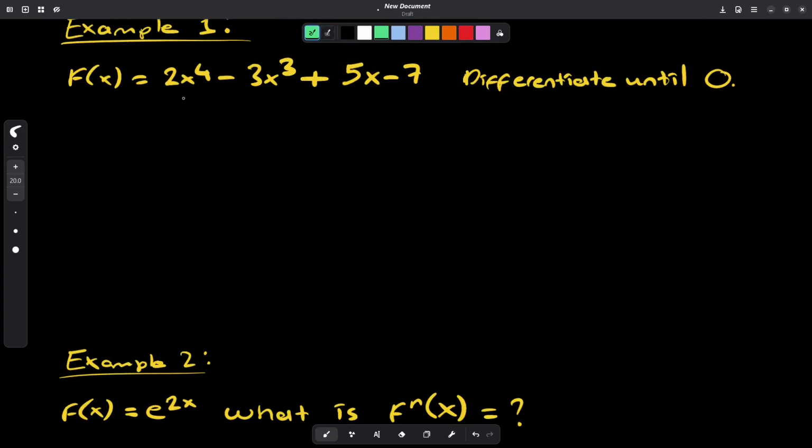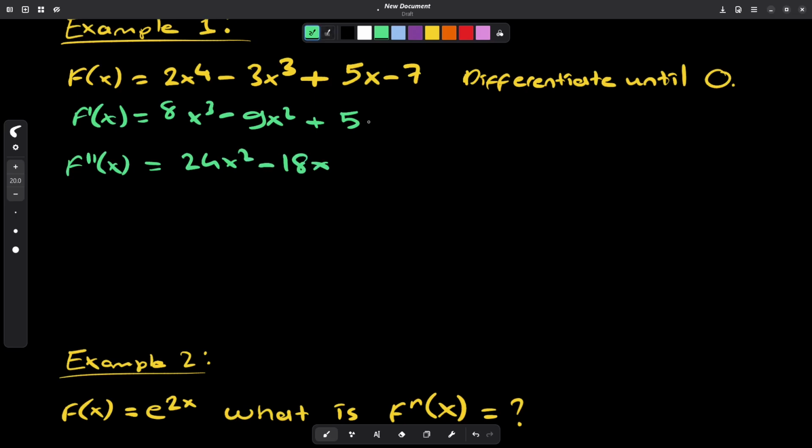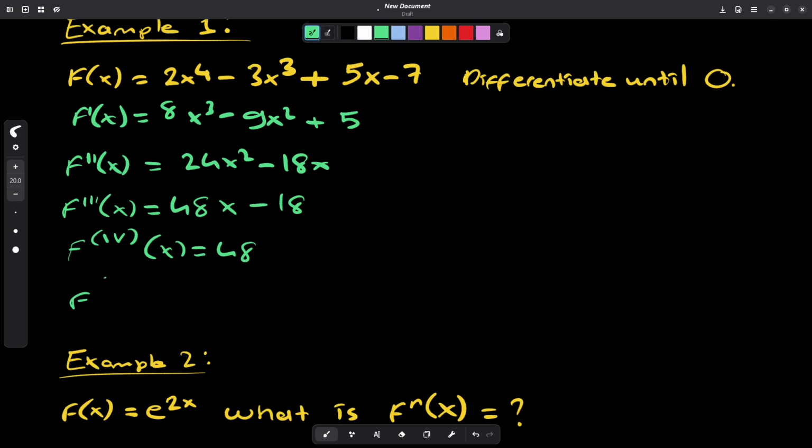First example, f of x is a function differentiated until derivative reaches 0. First derivative, 8x cubed minus 9x squared plus 5. Second derivative, 24x squared minus 18x, constant is gone. Third derivative, 48x minus 18. Fourth derivative, 48. And lastly, fifth derivative is 0. So this function reaches 0 at its fifth derivative.